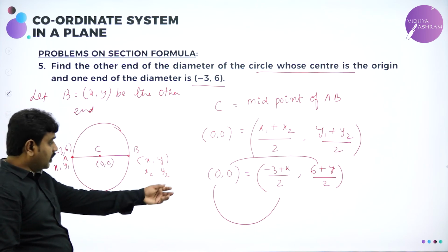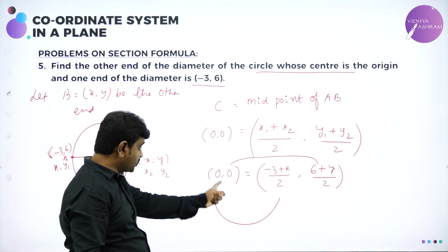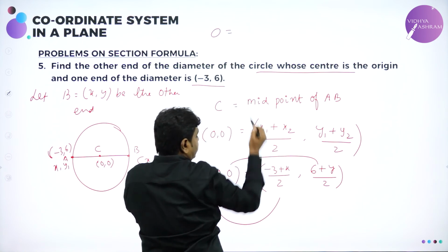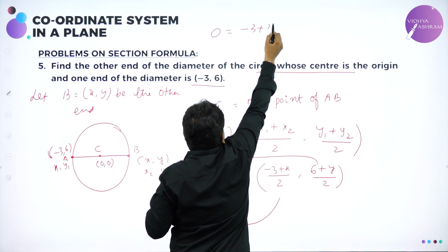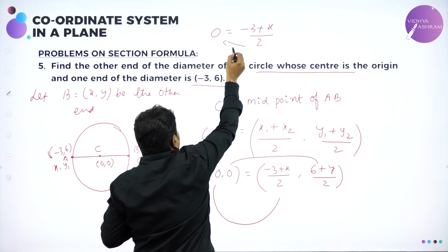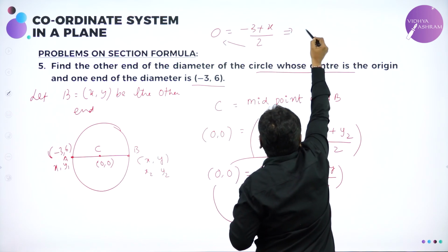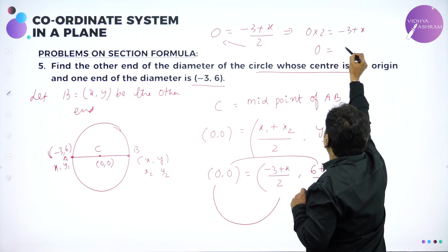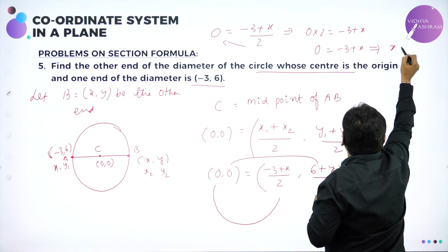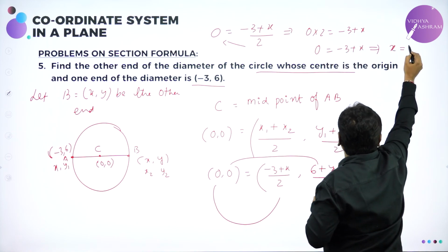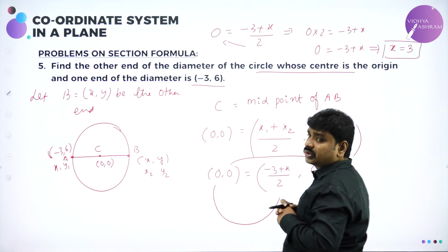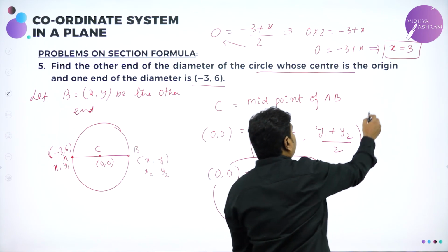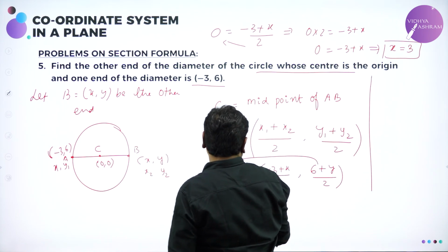So now I got these two equal. If two points are equal, then the corresponding x values are equal and the corresponding y values are equal. Here x is 0, equated to the x coordinate of this, that is minus 3 plus x by 2. Transfer 2 to this side: 0 into 2 is equal to minus 3 plus x. 0 into 2 is 0, so 0 is equal to minus 3 plus x. That implies x is equal to minus 3 transferred to that side, it will become 3. Now we got the x value. So we equated x coordinate with x coordinate and got the x value, and now equate y coordinate with y coordinate to get the y value.